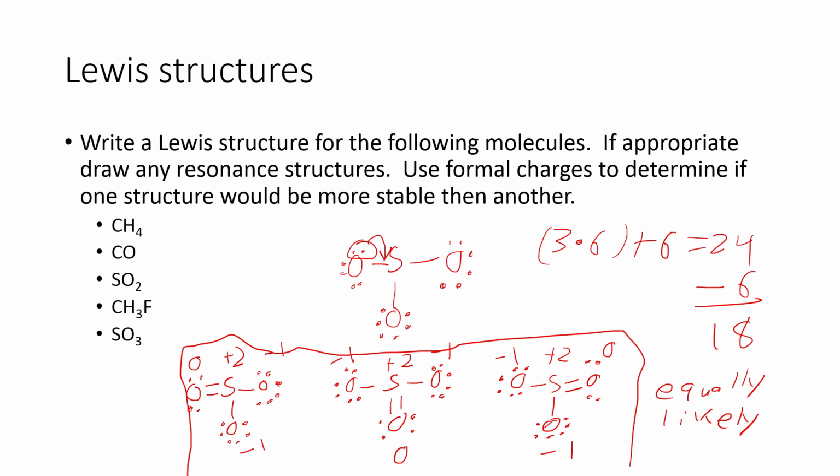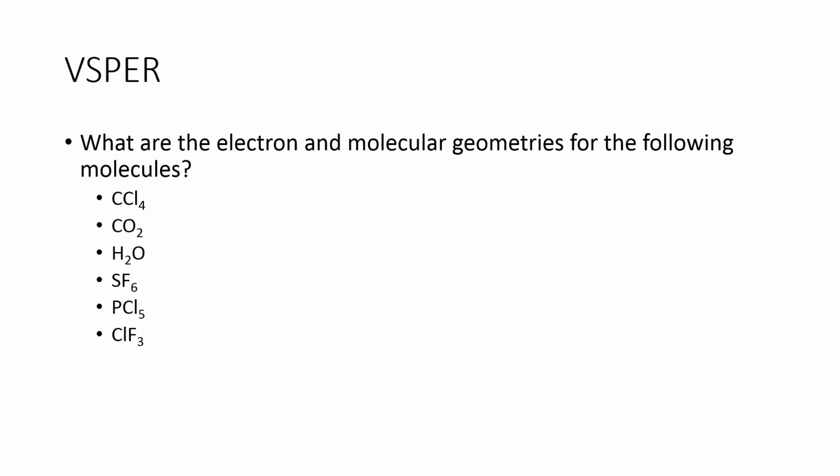So that's all the Lewis structure examples. Make sure you're solid at these. You'll probably have to do one or a few. So now what we're going to look at is our VSEPR. So this is going to be where we figure out what types of shapes we get for our molecules.